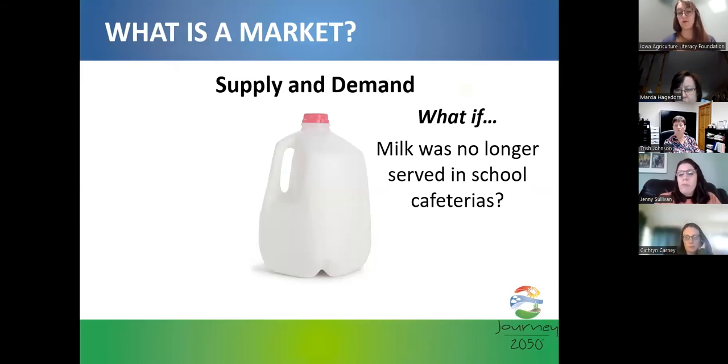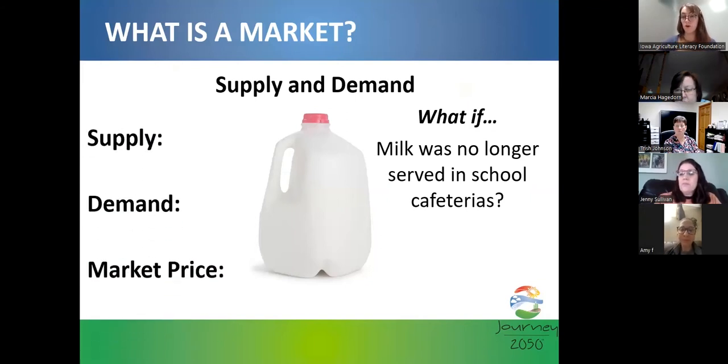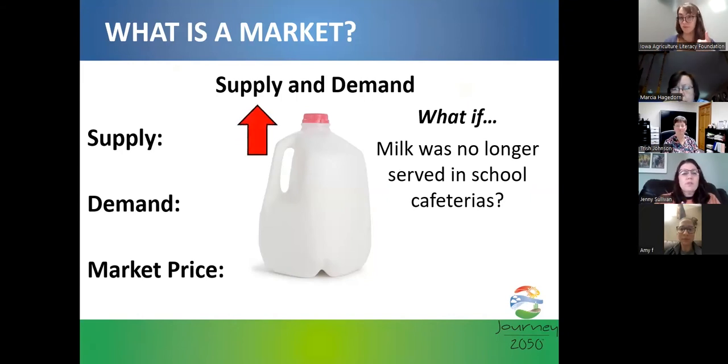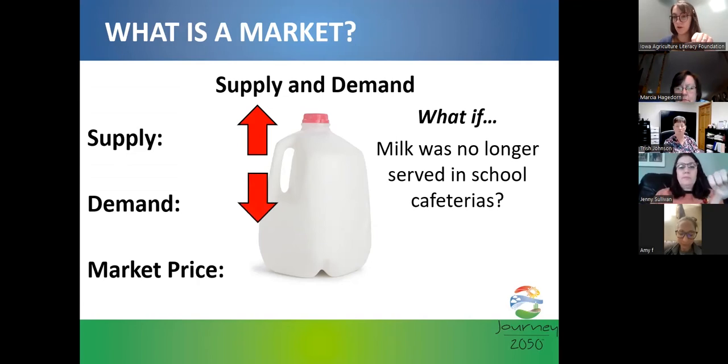What if milk was no longer served in school cafeterias? Do you think the supply would go up or down if milk was no longer served in school cafeterias? Okay, I see a couple thumbs. Supply would go up. That's right. What would happen to the demand if milk was no longer served in school cafeterias? Demand go up or down? Down, right. You have fewer buyers of your milk. If schools are no longer buying milk, that's a lot less milk being purchased.